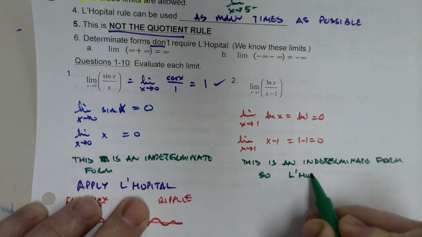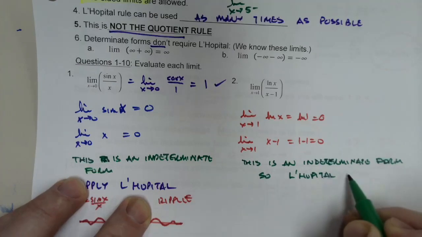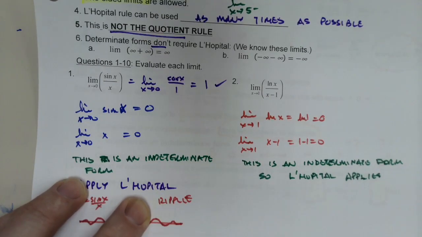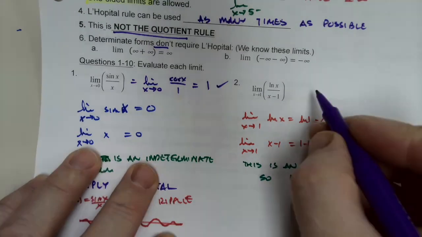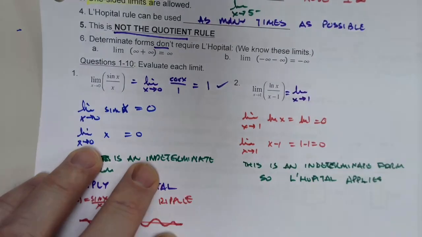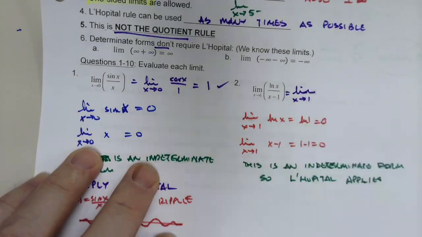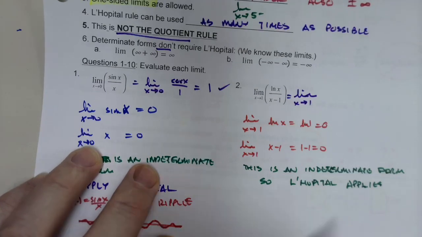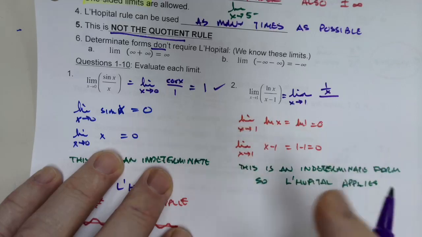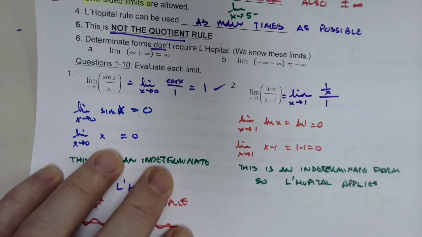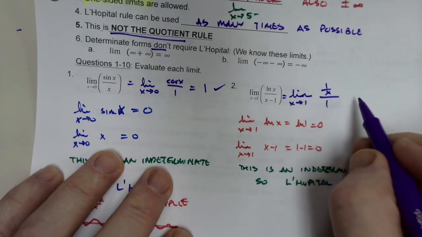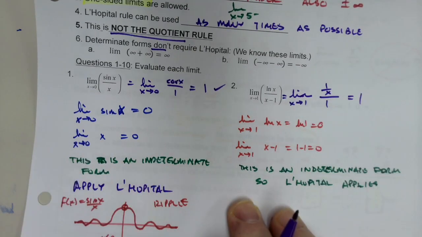So our L'Hopital applies. With L'Hopital, we take the derivative of the numerator. We're still taking the limit as x goes to 1. The derivative of the numerator is 1 over x. The derivative of the denominator is 1. We can evaluate this algebraically by just substituting in 1. 1 divided by 1 is 1. And we're done.